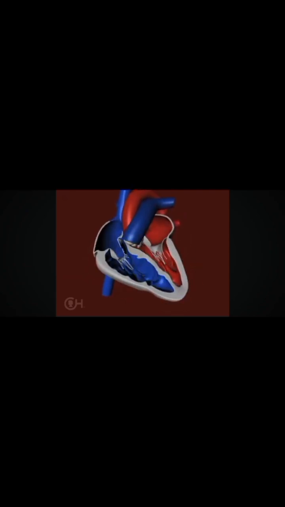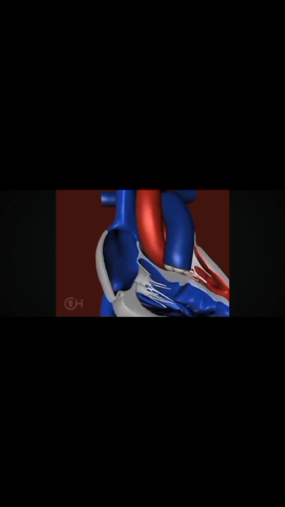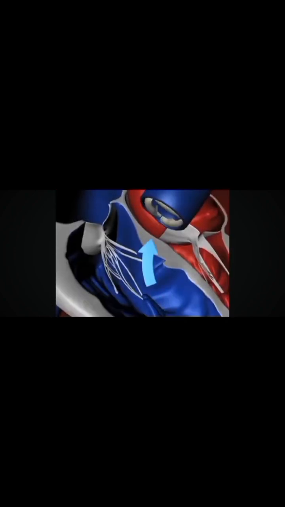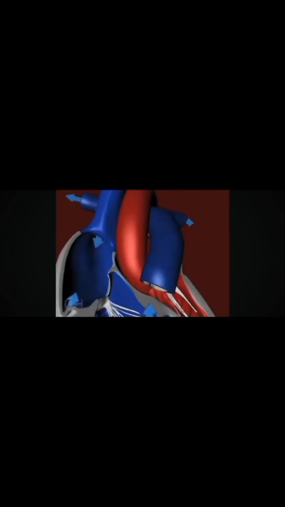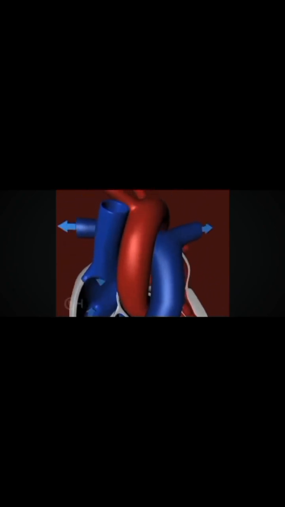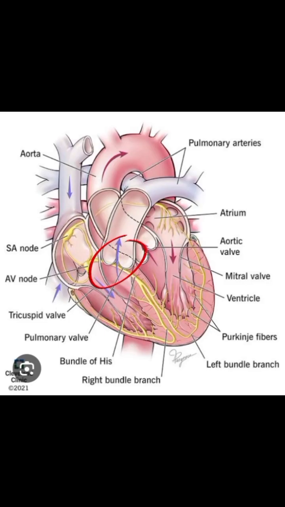Mechanism of the heart. Blood flow. Deoxygenated blood flowing from the body enters into the right atrium via the superior and inferior vena cava. The right atrium contracts, pushing blood into the right ventricle via the tricuspid valve. The right ventricle pumps the deoxygenated blood to the lungs through the pulmonary artery for oxygenation, passing through the pulmonary valve.